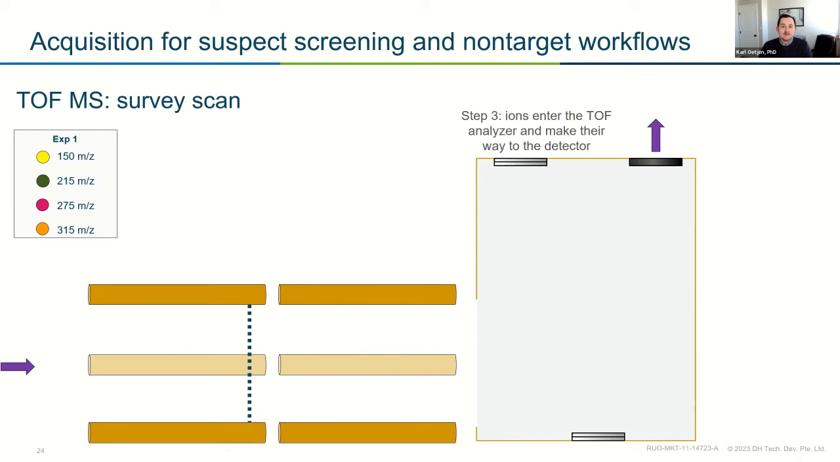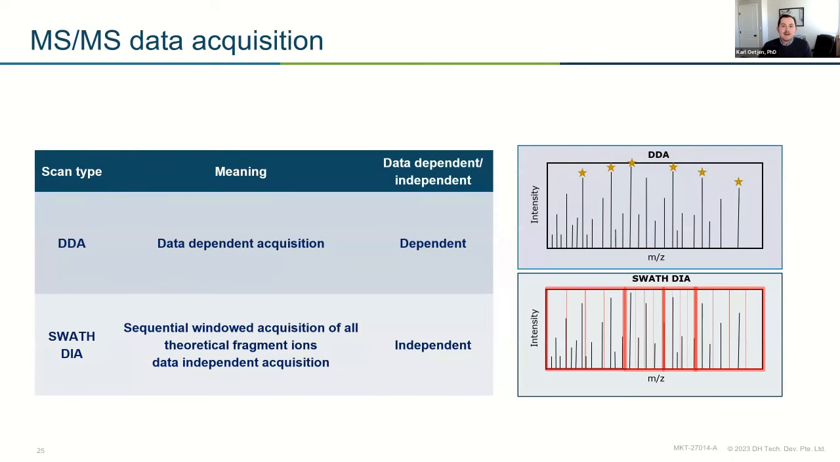And again, because these masses are so different, and when I say so different, I'm talking about 0.0001 Daltons different, they take different times to reach that detector, so we can distinguish between them. But what about that MS data? There are two methods that I'm going to discuss when acquiring MS data: data-dependent acquisition and data-independent acquisition.